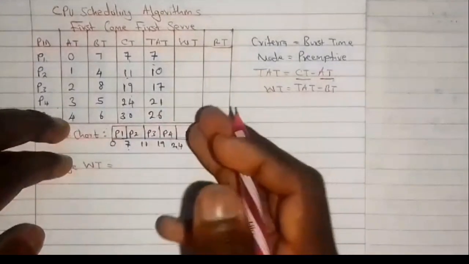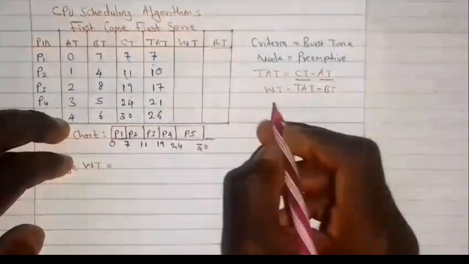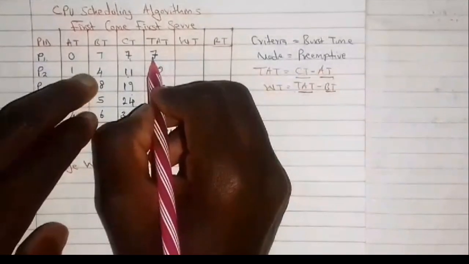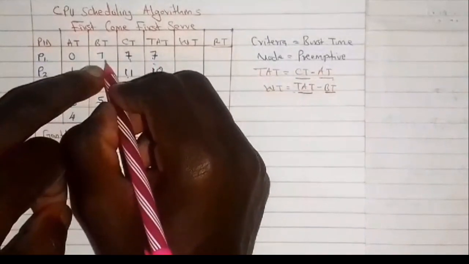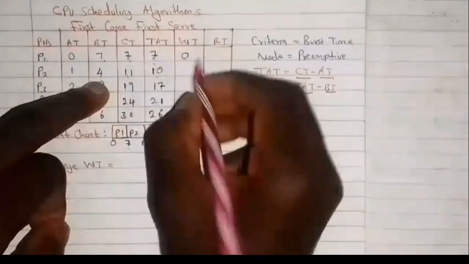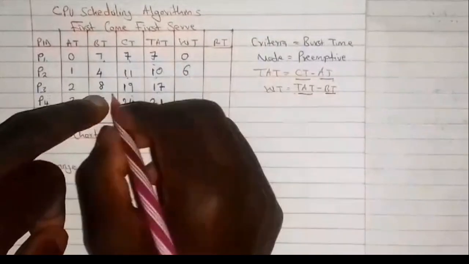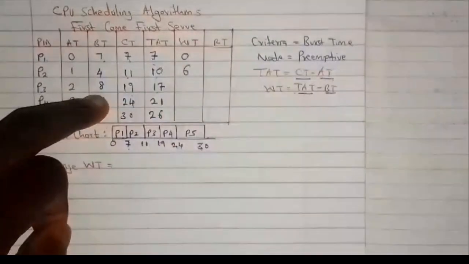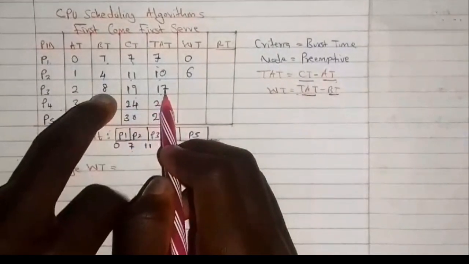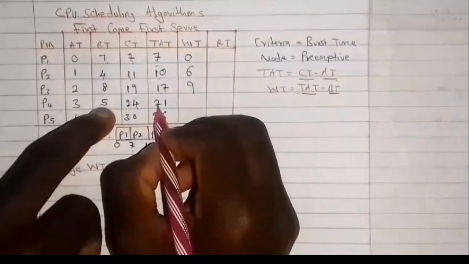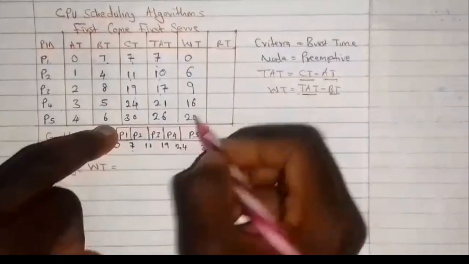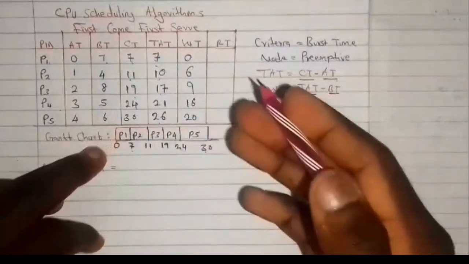Now we have calculated the turnaround time. We want also to calculate the waiting time, and we know that waiting time is equal to turnaround time minus burst time. Turnaround time of P1 minus burst time of P1, which is 7, so 7 minus 7 we have 0. And then P2, 10 minus 4 we have 6. And then the turnaround time of P3, 17 minus 8 we get 9. And then 21 minus 5, that is 16. And then finally 26 minus 6 we get 20. That is the waiting time of all the processes from process 1 to process 5.